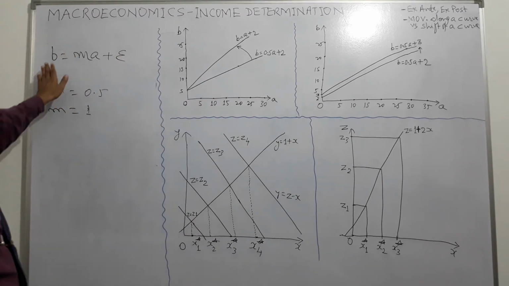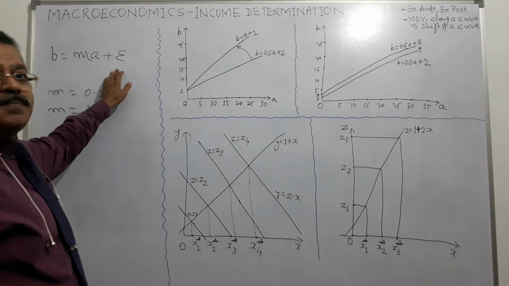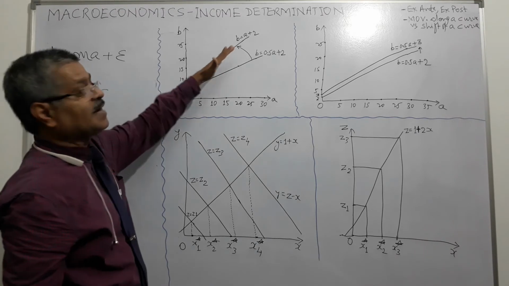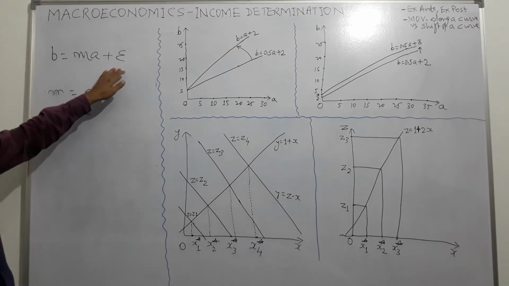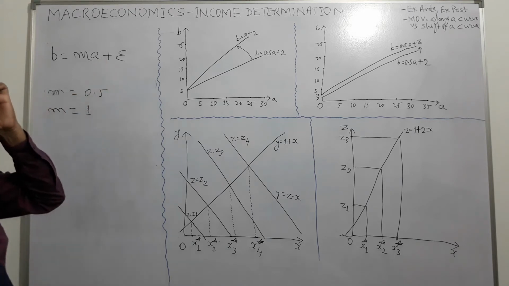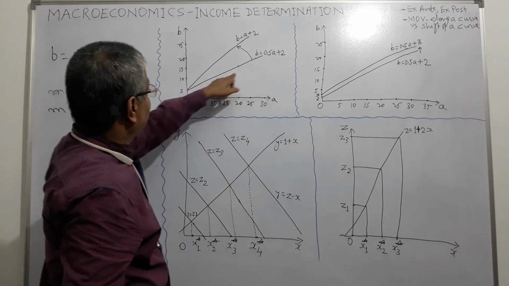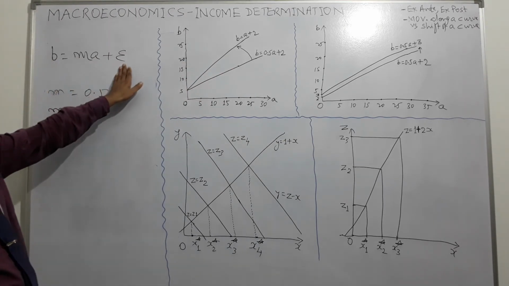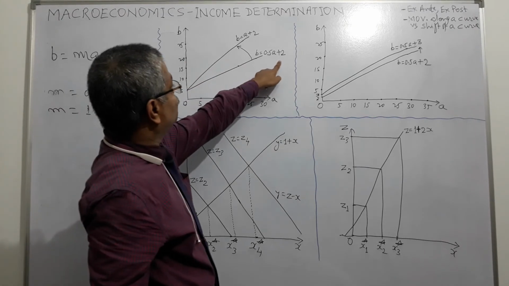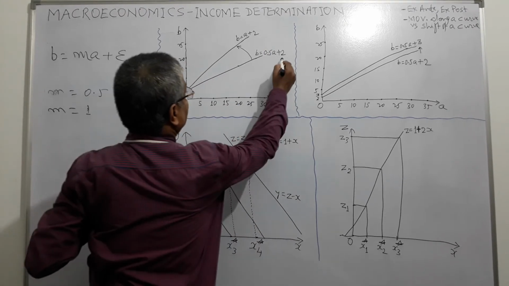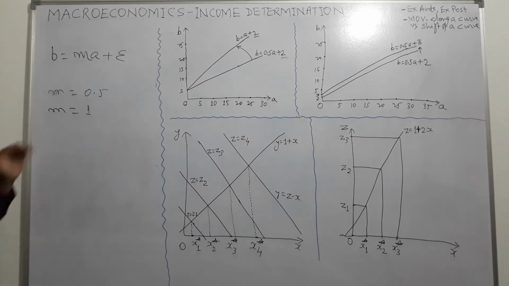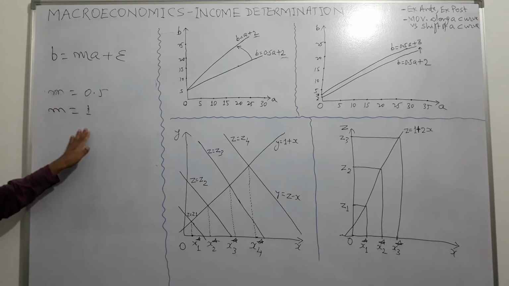B is equal to MA plus E. We have kept the formula. What is M? M is greater than 0 and it is the slope of the straight line. What is E? E is greater than 0 and it is the vertical intercept on the vertical line B. Here we keep E as constant at 2, and vary the value of M. One value is 0.5, another is 1.